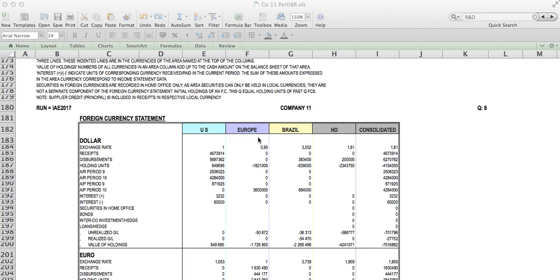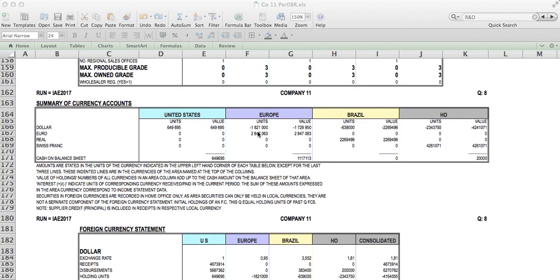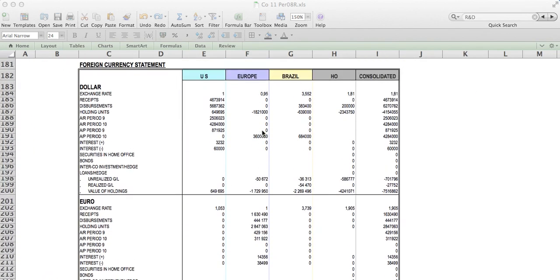Now, what we see here is a little bit of an explanation of the situation that we had in Europe, which was strange. They have an overdraft of 1,821,000. How come? Well, there is a holding unit of 1,821,000 when nothing happened during this quarter. No receipt, no disbursement. That simply means in the previous quarter, they already had an overdraft of this many dollars.